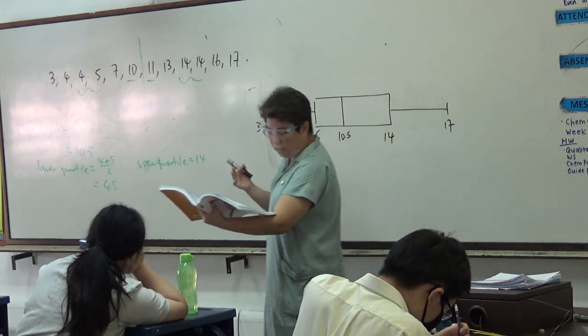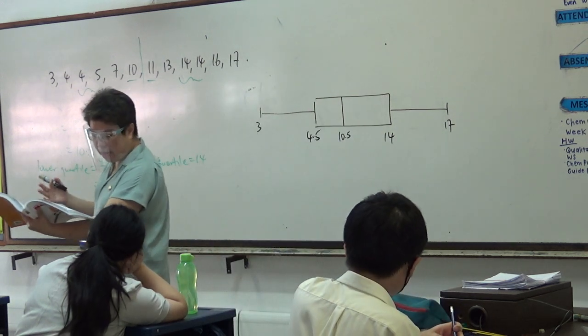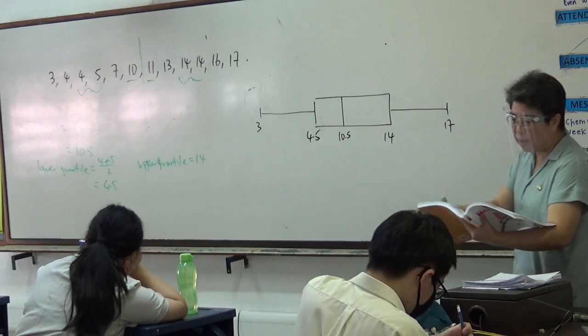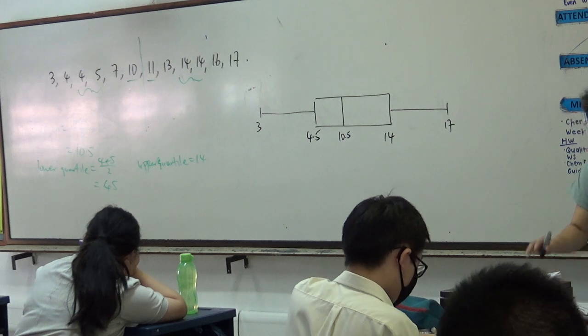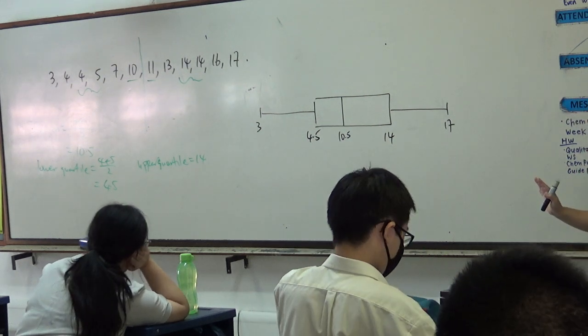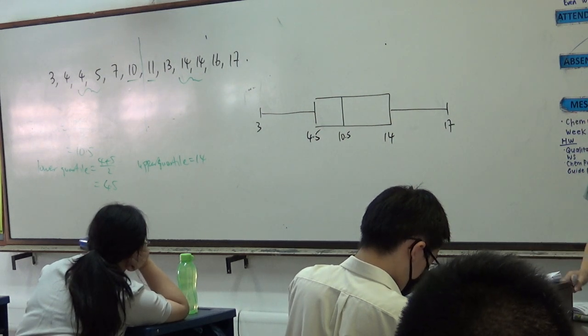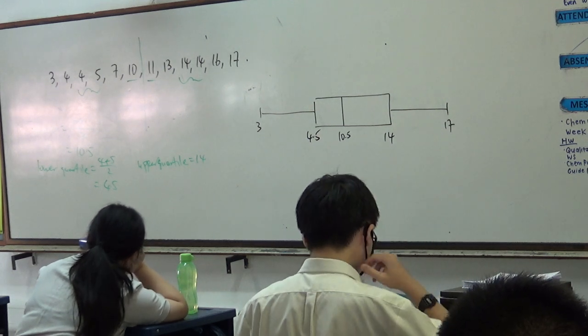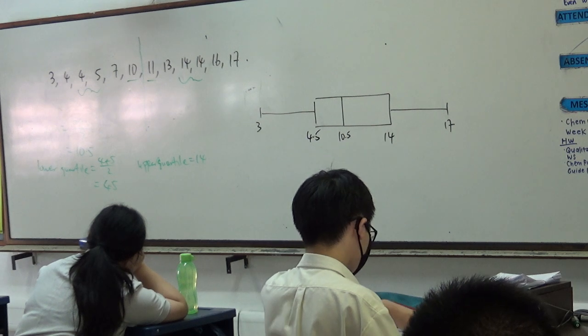Okay, so this is the box and whisker plot that we have. 10.5, 4.5, 14, 17, 15. Everybody okay? Everybody okay with the discrete data? Can or cannot? Can, huh? Okay, good. Now, next, can we look at worked example 7?